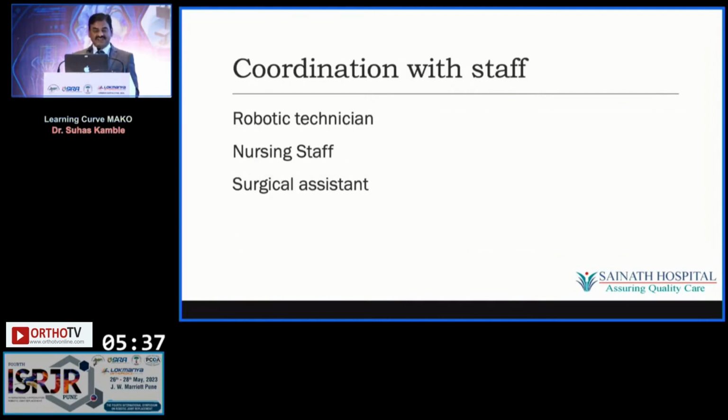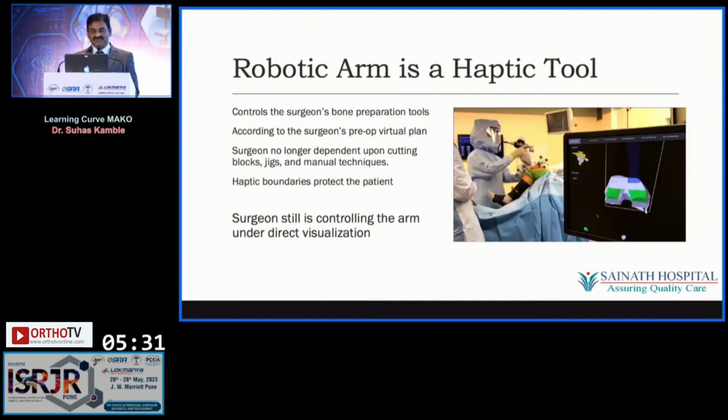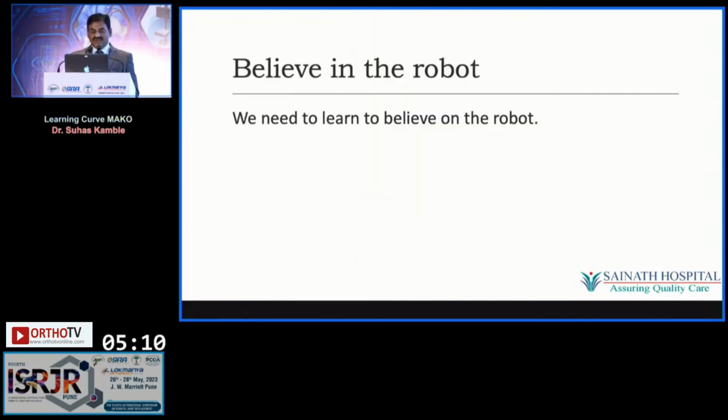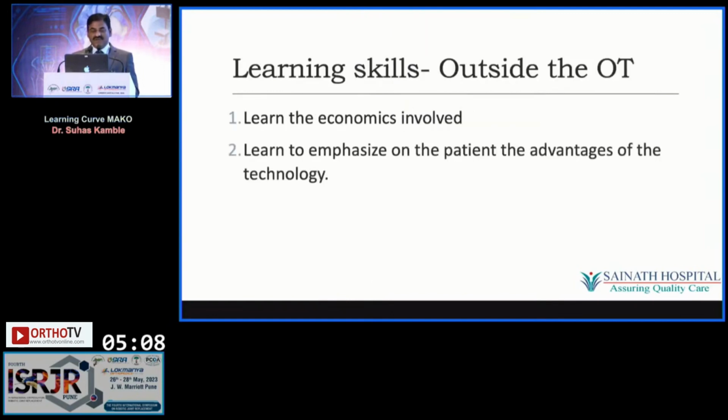We need to coordinate with the staff, the robotic technician, the nursing staff, the surgical assistant. All of them have to be tuned to the new systems. The robotic arm is a haptic tool, so we need to use it to perfection and we need to believe in the robot. We have to learn how to use a saw loaded on a robotic arm. So we need to learn to believe in the robot.